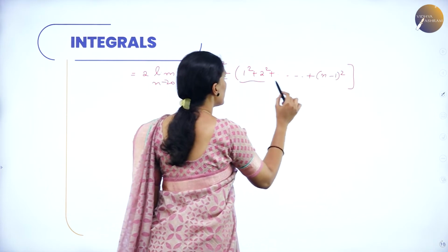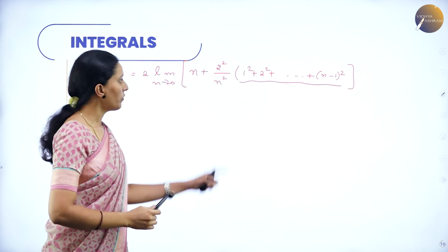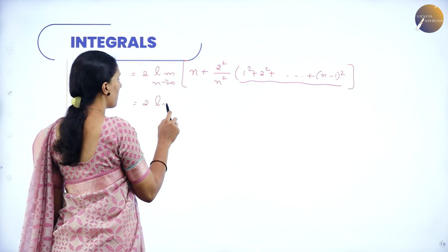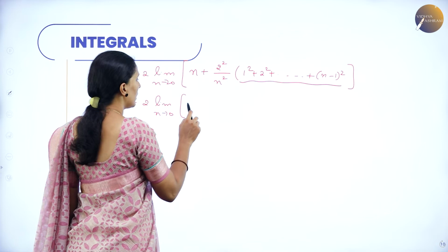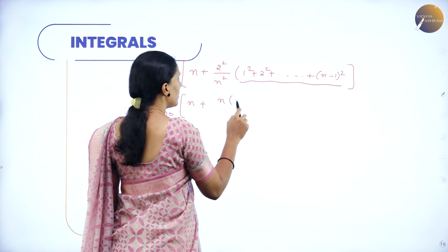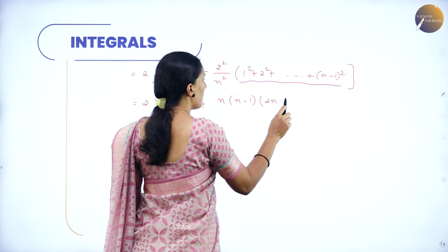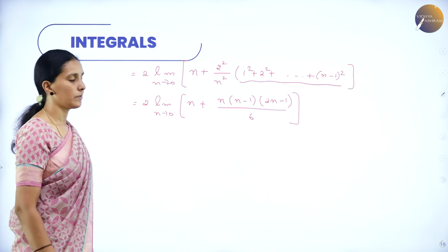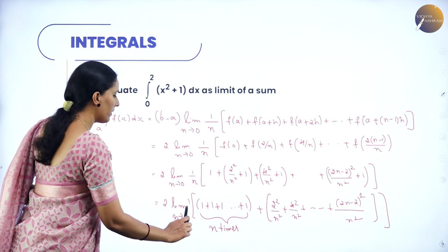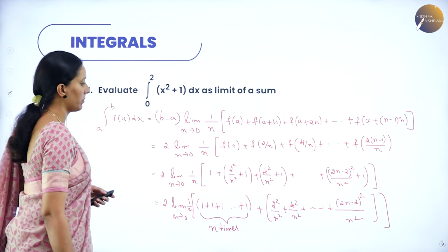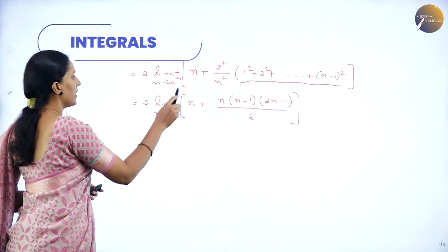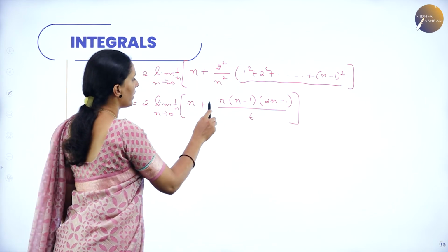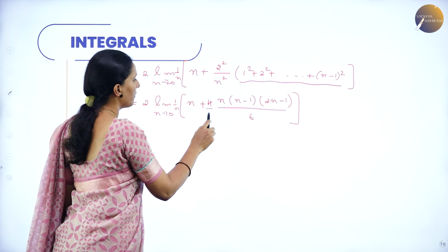Now this is a series, a sum of a series. If you apply the sum of this series, this is 2 into limit as n tends to 0, n plus n into n minus 1 into 2n minus 1 divided by 6. So this is what we'll get. Next, we have 1 by n left, so write 1 by n here also. Taking 2 square as 4, and here we have n square.